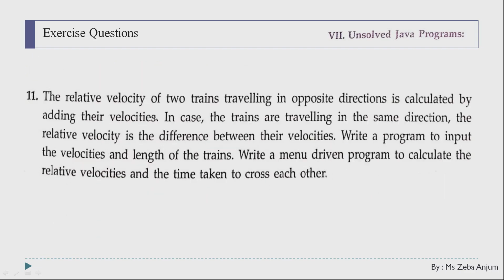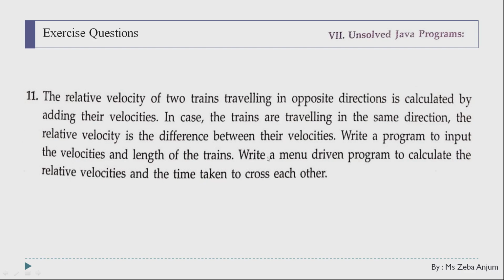The relative velocity of two trains traveling in opposite direction is calculated by adding their velocities. Yes, basic thing it is. In case the trains are traveling in the same direction, the relative velocity is the difference between their velocities. Write a program to input the velocities and length of the train. What you have to do, you have to write a program and two inputs you have to take, that is velocities as well as the length of trains. It is clearly mentioned that you are having two trains. Now two cases you have to make.